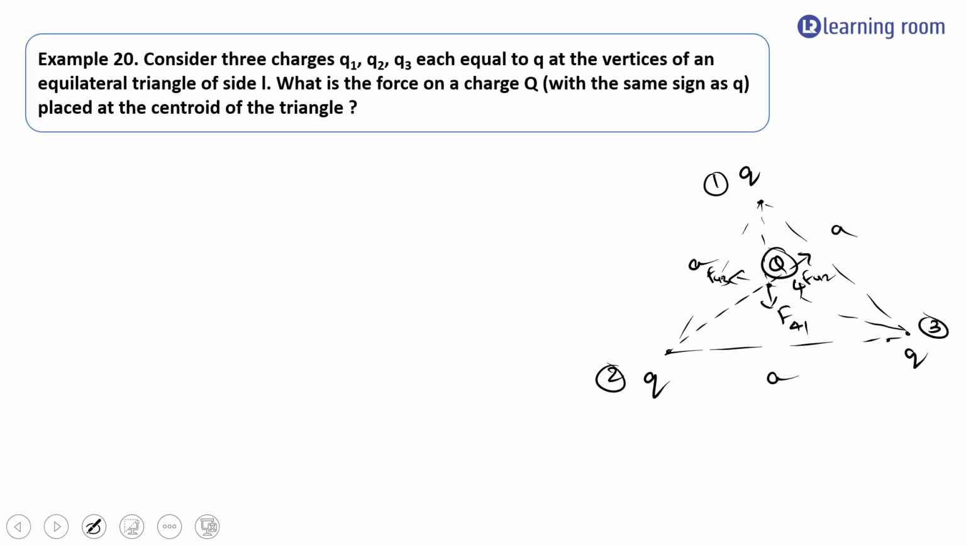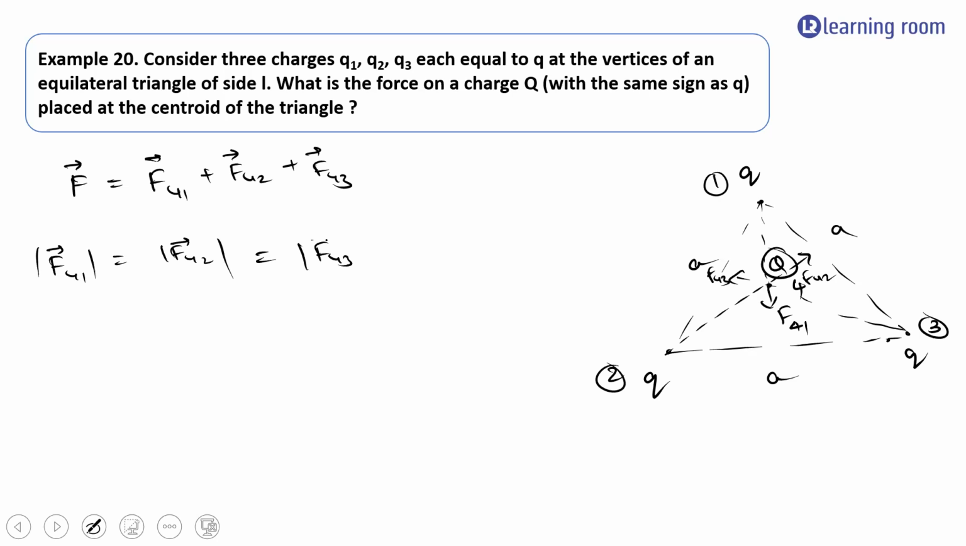So what will happen? The F vector will be equal to, see, these are all very important for board exams because they take all these notations and you will get marks for it. So F vector is equal to F41 vector plus F42 vector plus F43 vector. That is a vector sum. But what is going to be the value of F41 in terms of magnitude? Is it not going to be equal to F42? Is it also not going to be equal to F43?